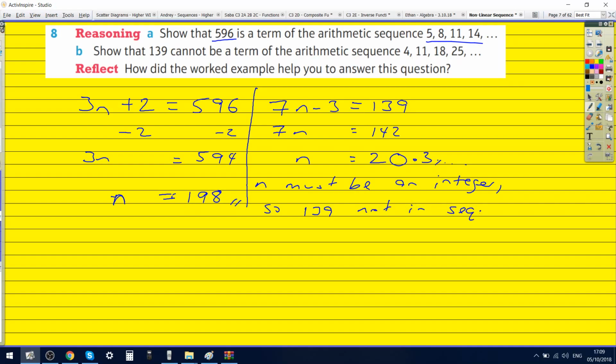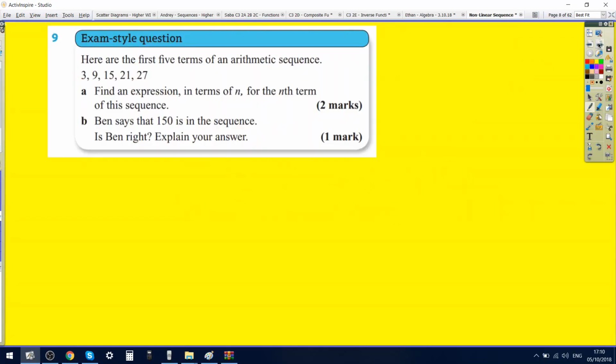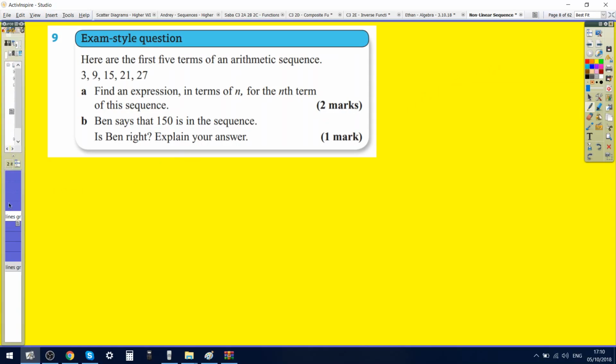So for these show that questions, you always have to copy and paste what they asked you to prove at the very end. Okay, so exam question. Okay, let's try it.